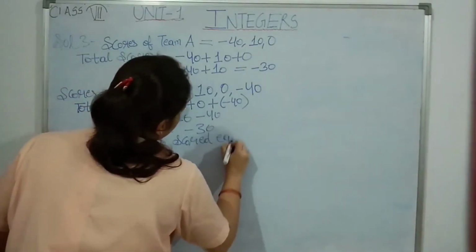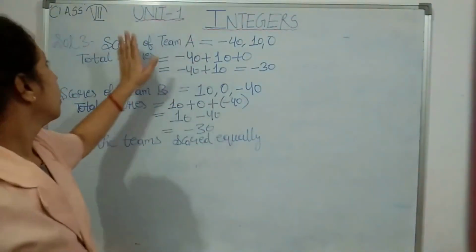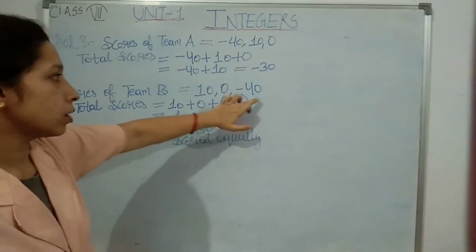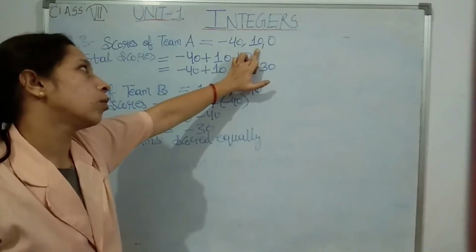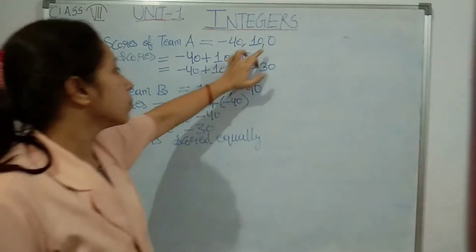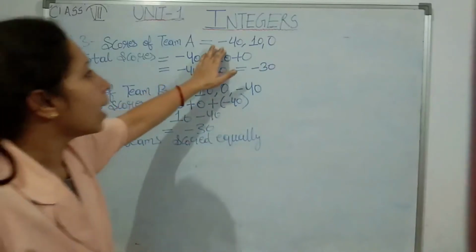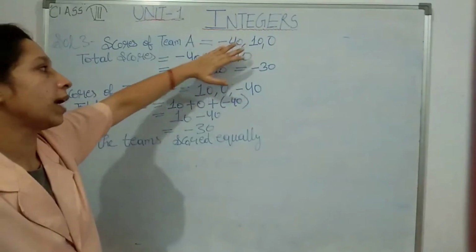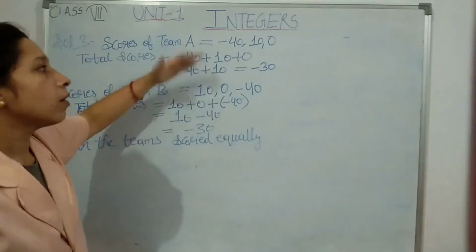Okay, and then the last part of the question, that can we add integers in any order? See the scores of team A, minus 40, same score for B also, minus 40. Then team A, second round got 10, team B in second round got 0. Team A in third round got 0, team B got minus 40. But anyhow they have scored equal marks, isn't it? Same marks, minus 40, 10, 0. But while adding, their order was different.